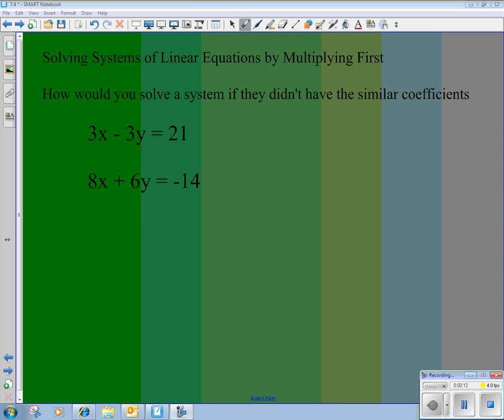This video is about solving some linear equations by multiplying first. What we're going to do is just an extension from last time. We're still solving by elimination, or addition, subtraction, however you want to think of it, except that there's one step ahead of it first. That first step is the very first thing to do.